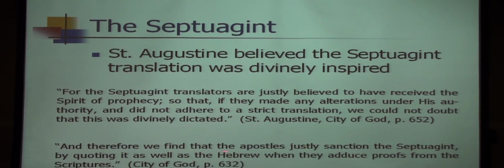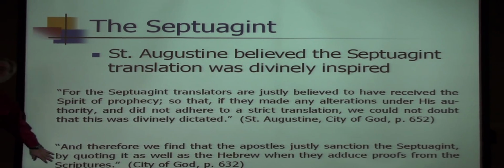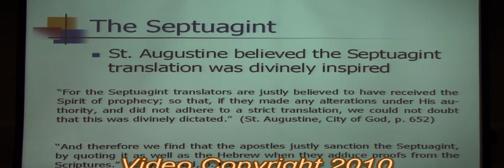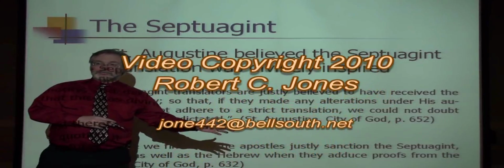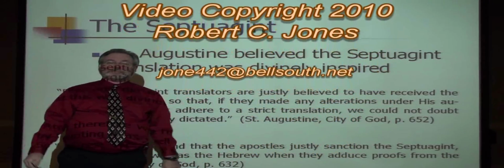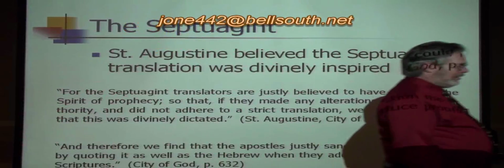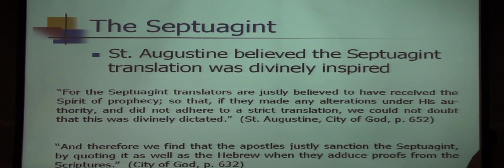And therefore, we find that the apostles justly sanctioned the Septuagint by quoting it as well as the Hebrew when they had these proofs from the Scriptures. So once again, when the apostles quote the Old Testament, they don't quote the Masoretic text, they quote the Septuagint. And Augustine is saying that he thinks that was a reasonable thing for them to do.